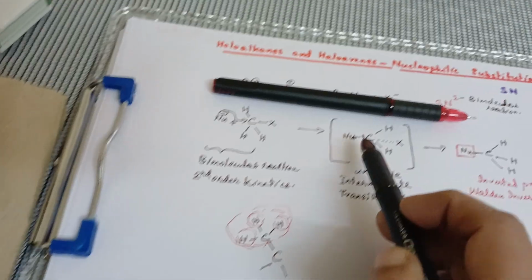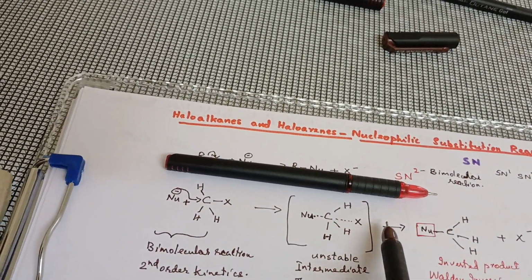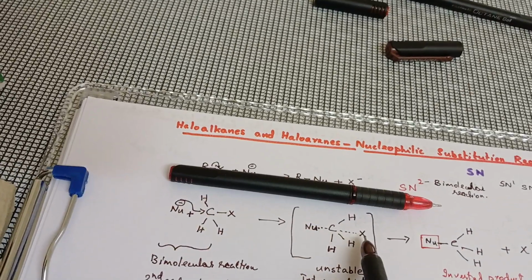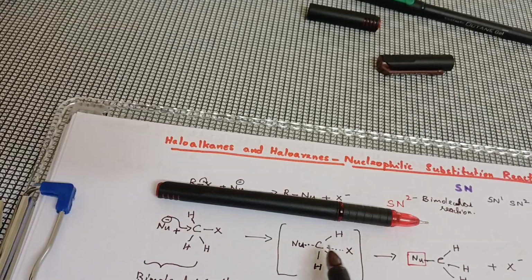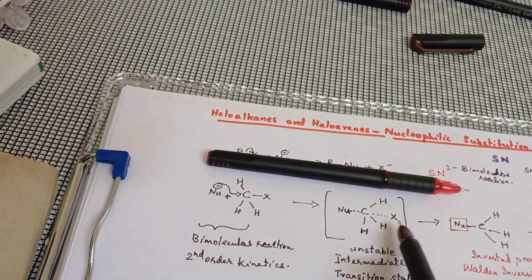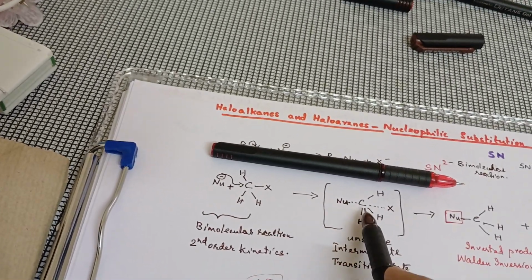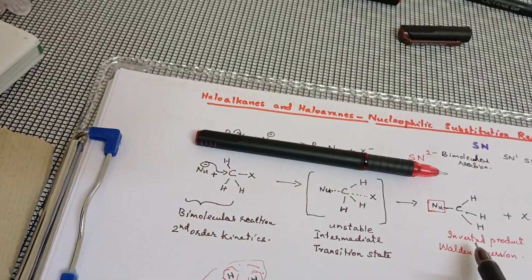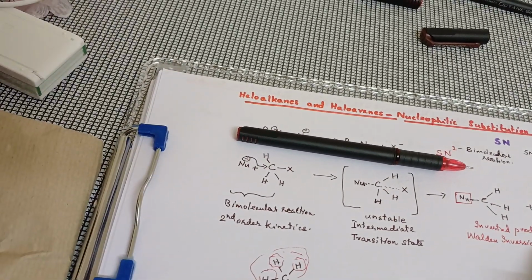Now why can't the nucleophile come and attack from the front where the halogen is leaving? Both are nucleophiles. They have electrons, and because of the electron repulsion, that is not possible. That is why the nucleophile will come and attack from the back, and that is why you are getting a single product, and that will be inverted.